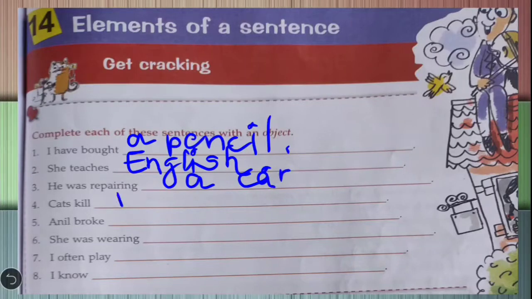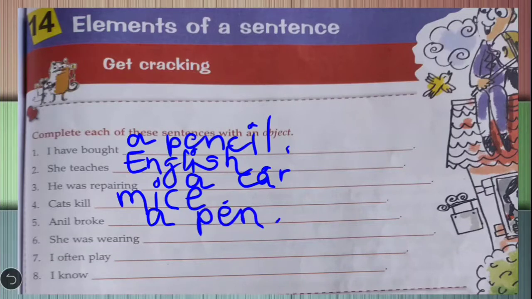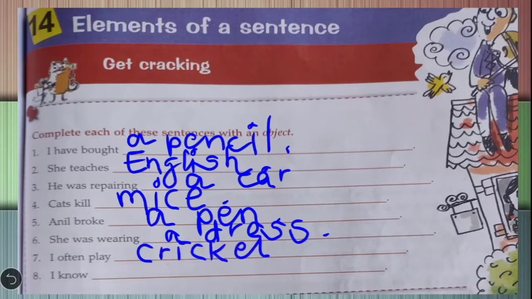Cats kill mice. Mice is the plural form of mouse. Anil broke a pen. Or you can say Anil broke glasses. Anil broke a window, etc. She was wearing a dress. I often play cricket. I often play video games. I often play hockey, etc.